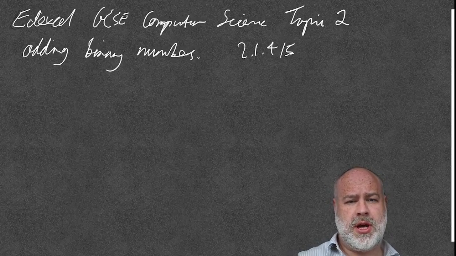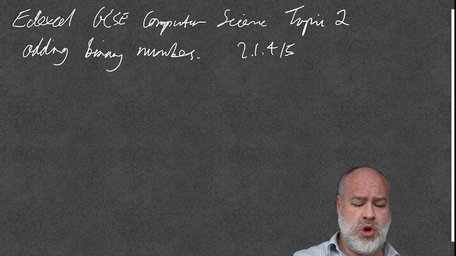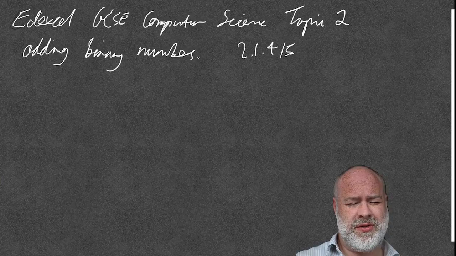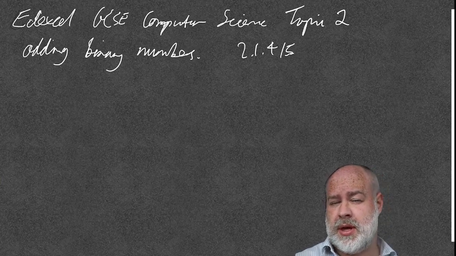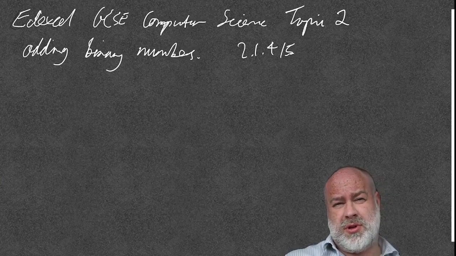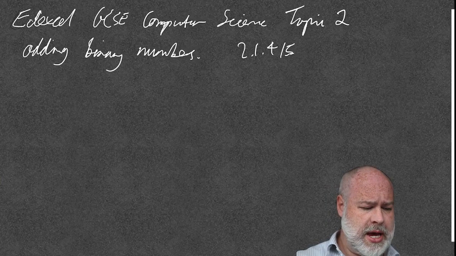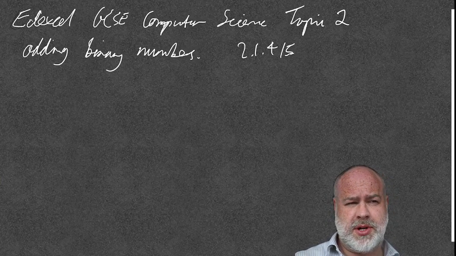We're going to be talking about the Edexcel GCSE Computer Science Topic 2, the subject of adding binary numbers, which will cover the 2.1.4/5 specification within the curriculum. And we'll look at some exam questions as well.